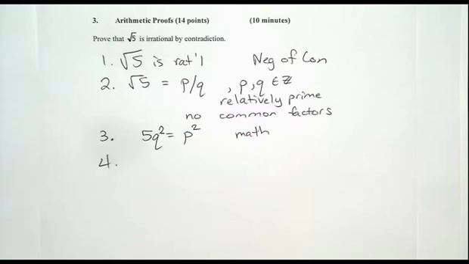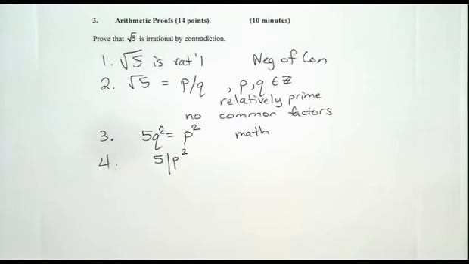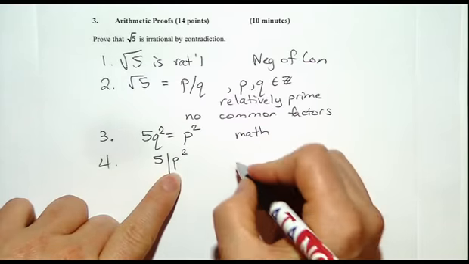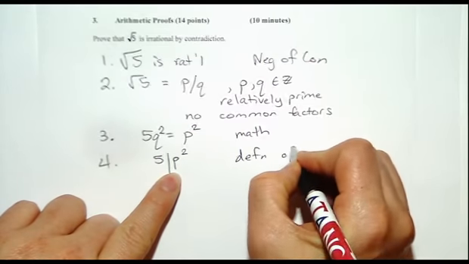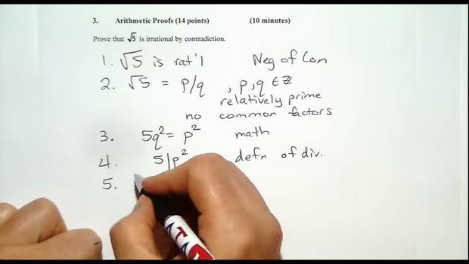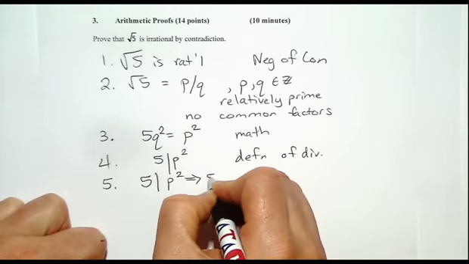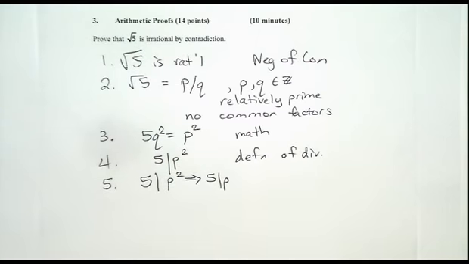Okay, so now this means that 5 divides P squared, right? Because the definition of divisibility is that if I can write something as having it factored out times an integer, then it's divisible by that. So this means 5 divides P squared. That's from the definition of divisibility. And we've done this proof in class.